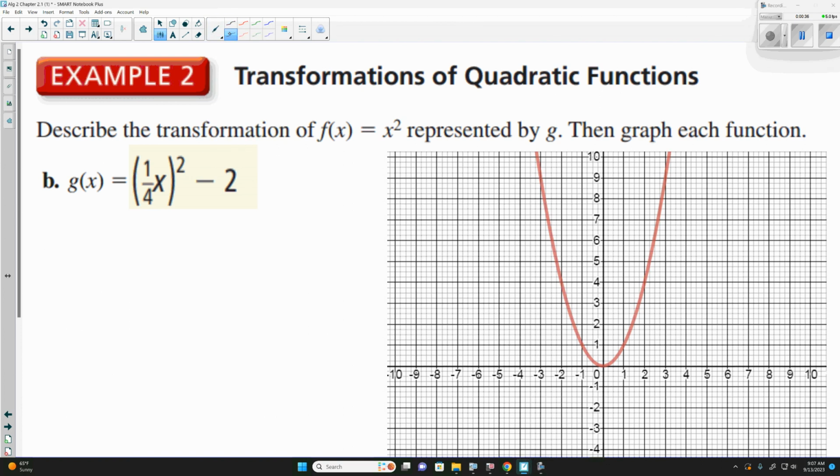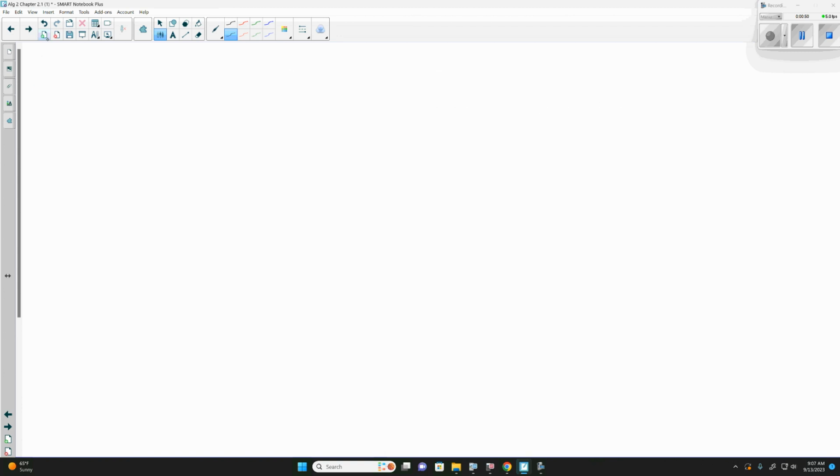Now, when we look at transformations, we started talking about this yesterday. There are, well, several that we have. We have horizontal translations, moving it left or right. And if it has a left or right movement, it's going to be inside our parentheses, our x minus h squared.